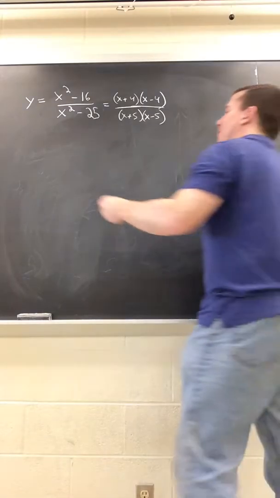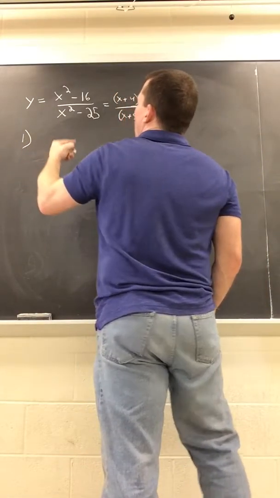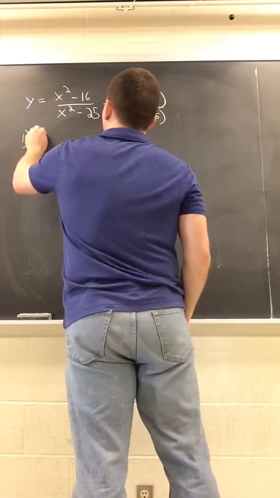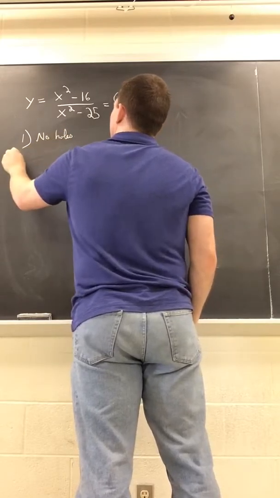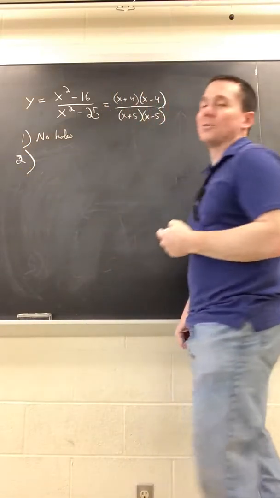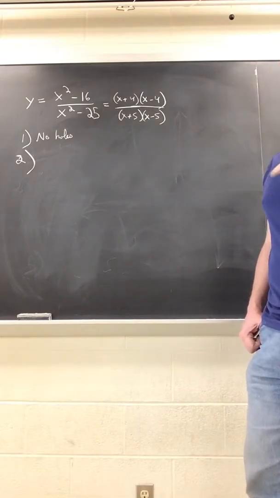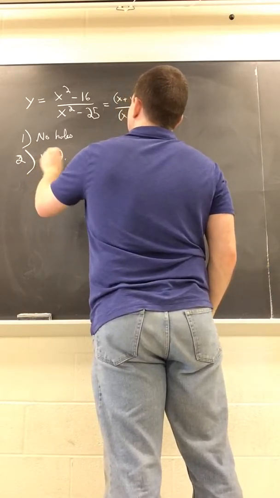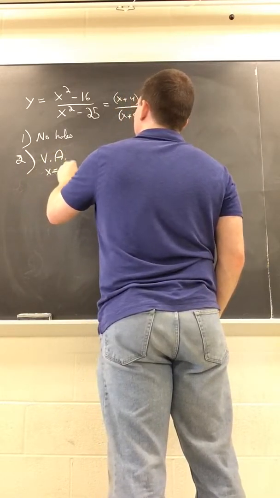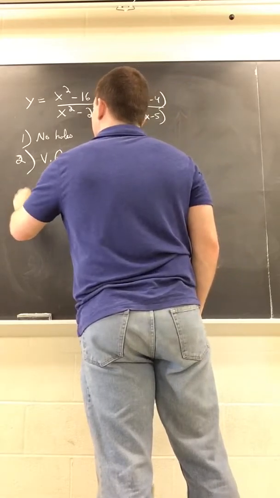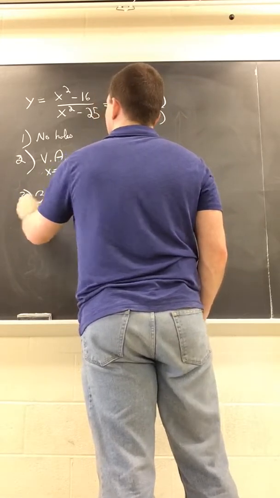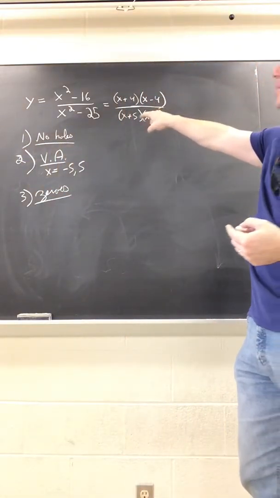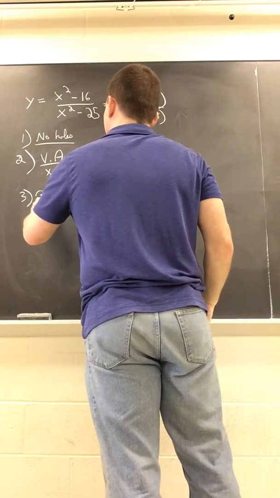Now the first step is to look for holes in my graph. Holes occur on factors that cancel out. Nothing here cancels out. So again, we have no holes. Next, we look for vertical asymptotes. Vertical asymptotes occur where the function is undefined in lowest terms, the zeros in lowest terms of the denominator. So the vertical asymptotes are at x equals negative 5 and 5. Then I look for the zeros of the function. Zeros of the function occur at the zeros in the numerator in lowest terms, which for us are negative 4 and 4.